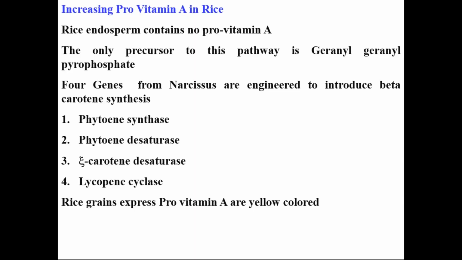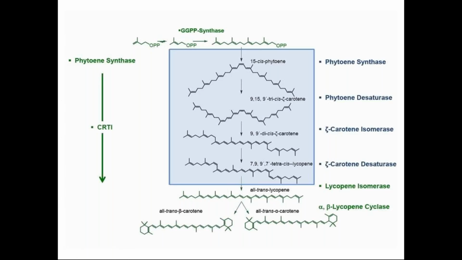If you look at the rice endosperm, it contains no provitamin A. And the only precursor of this pathway, if you recollect when we talked about the plant pigments, is geranyl pyrophosphate. It needed four more enzymes to synthesize the beta carotene: phytoene synthase, phytoene desaturase, the epsilon carotene desaturase, and lycopene cyclase. These enzymes were isolated from the daffodil and Erwinia, and they were inserted into the rice genome, and the golden rice was got.